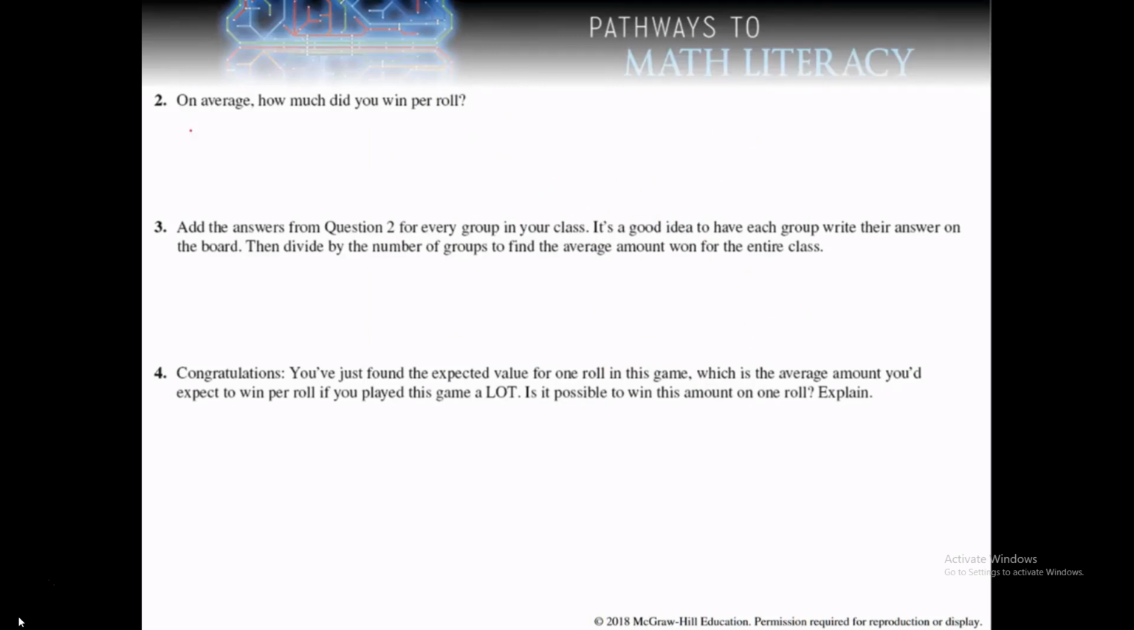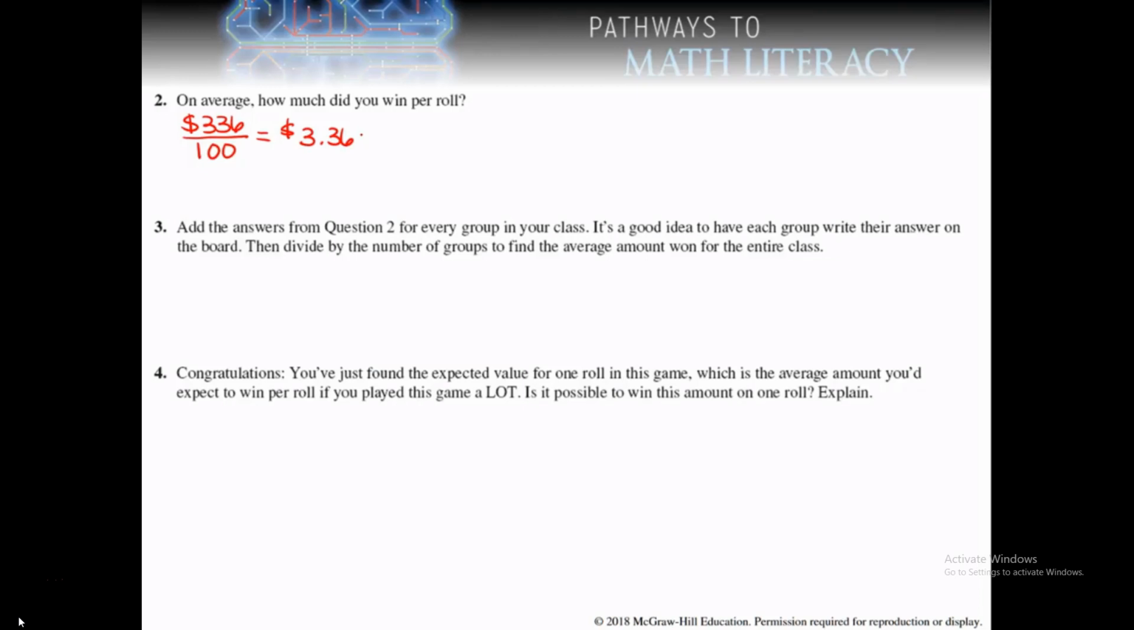Now in number 2 they ask, what would the average amount per roll be? Well, we won a total of $336 over the course of 100 rolls. So if we divide that by 100 rolls, that's an average of $3.36 per roll.